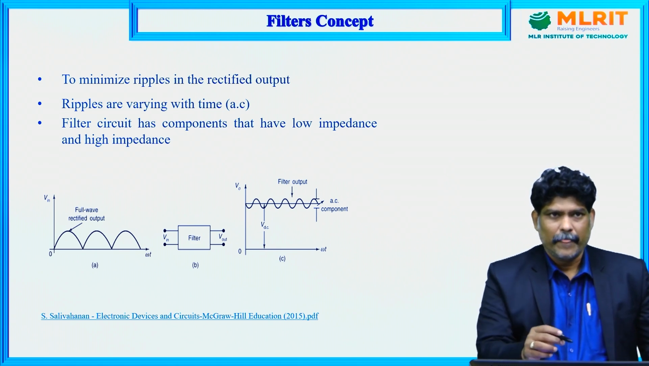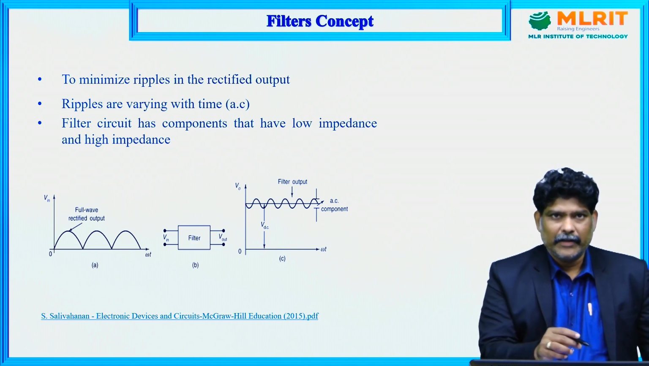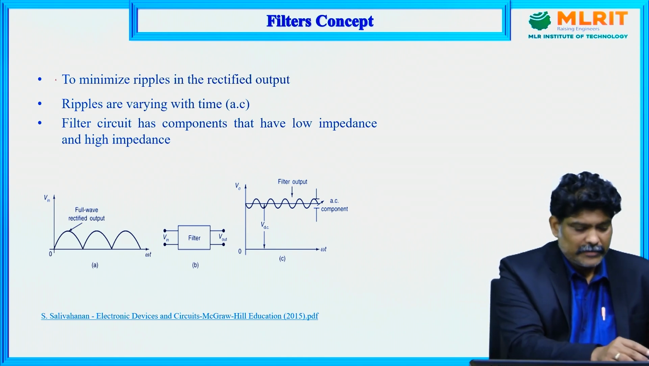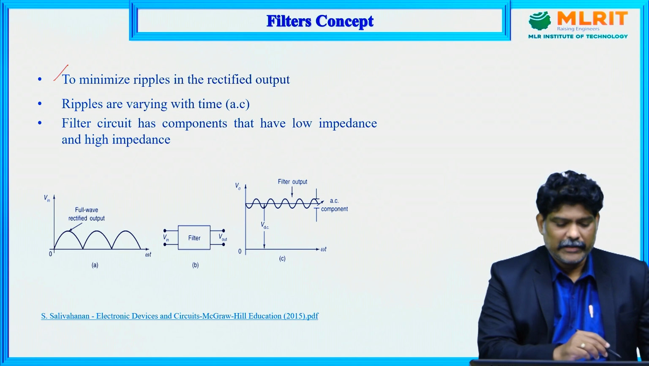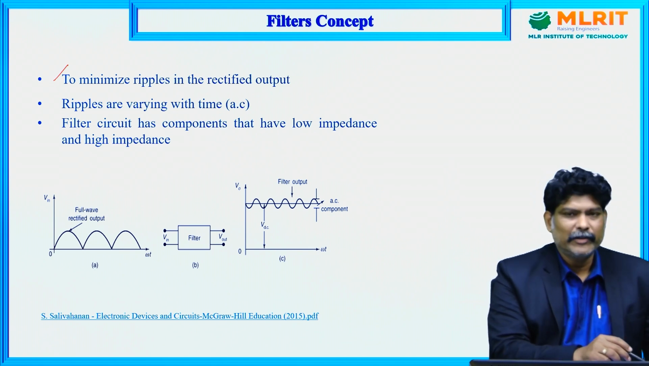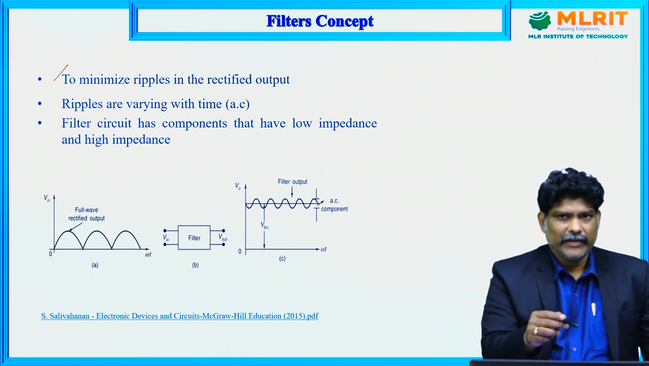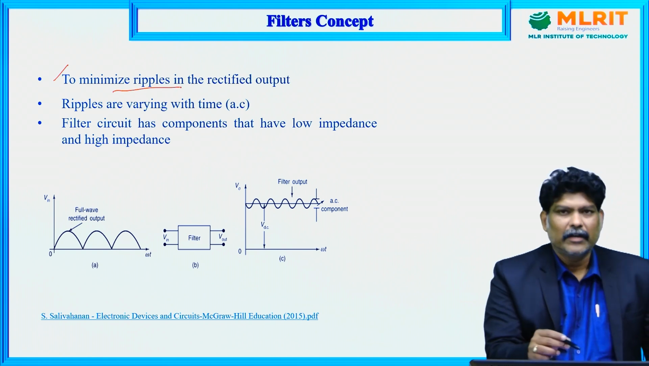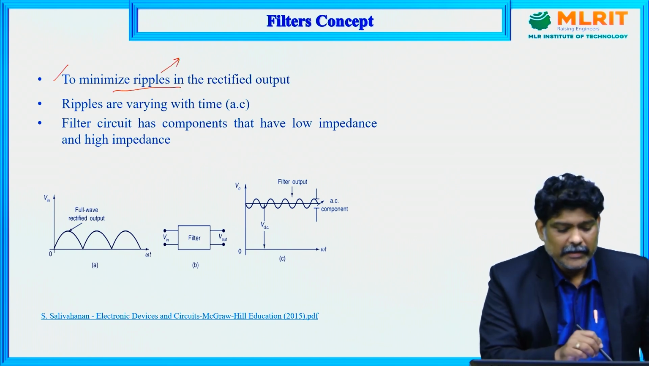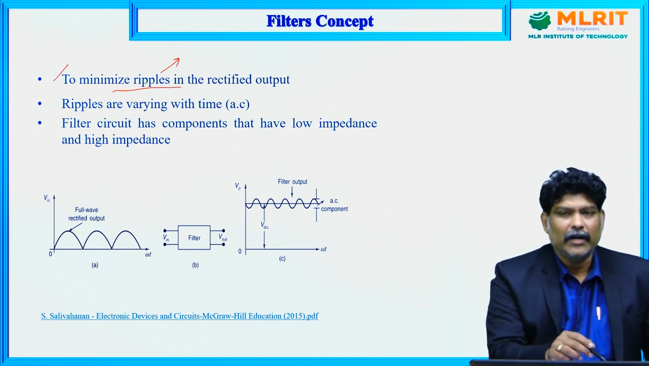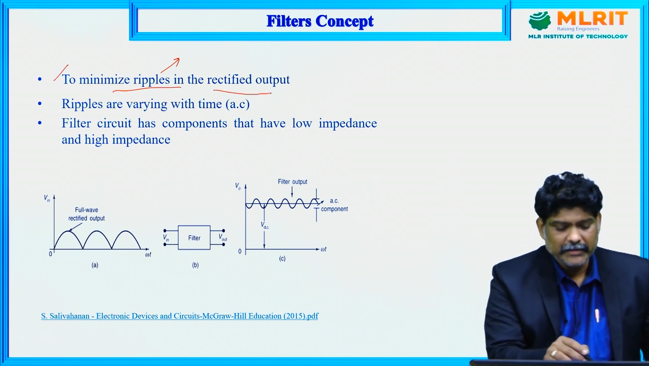The rectified output of any rectifier circuit is not pure DC, it is a pulsating DC. That means it contains both an AC component as well as a DC component. In order to reduce the AC component in the rectified output, we need to minimize the ripples. The content of AC means ripples. We don't require this kind of ripples, since any DC device works on DC supply only.